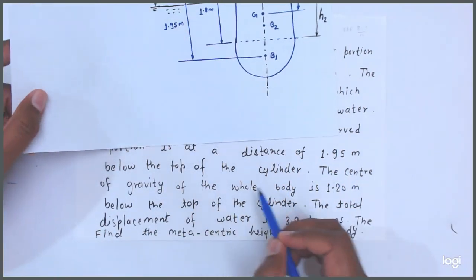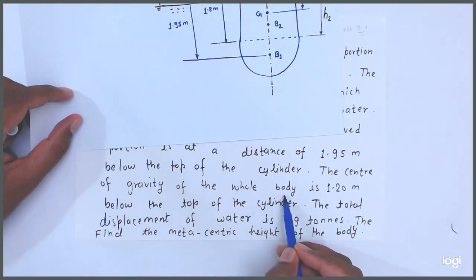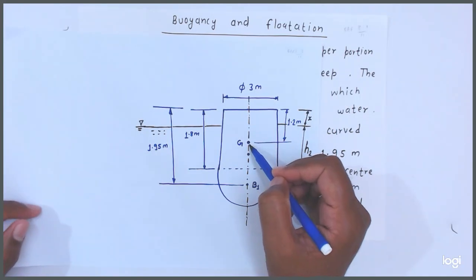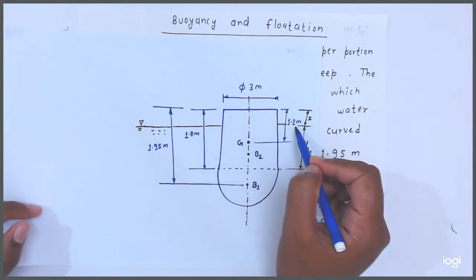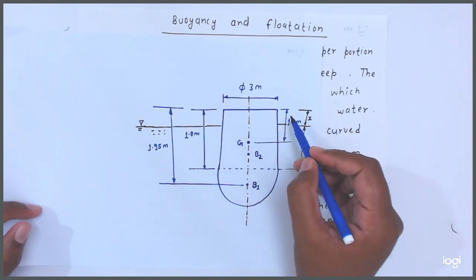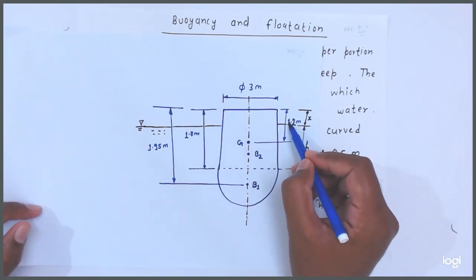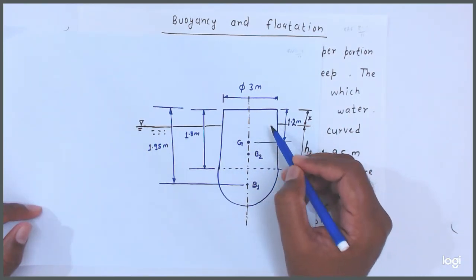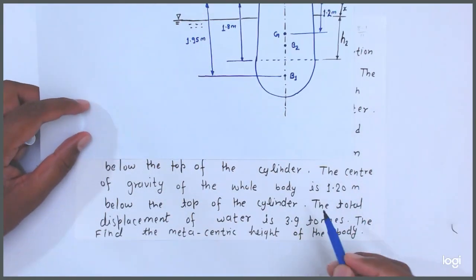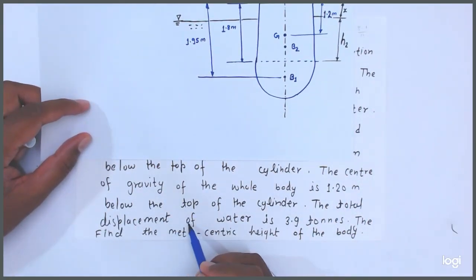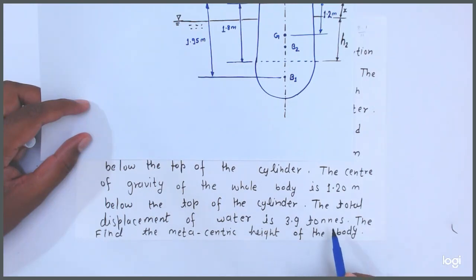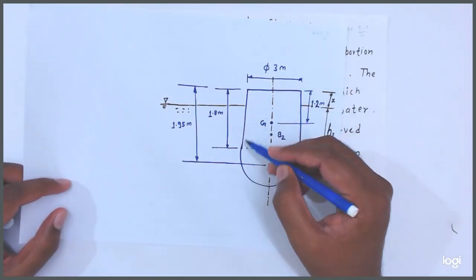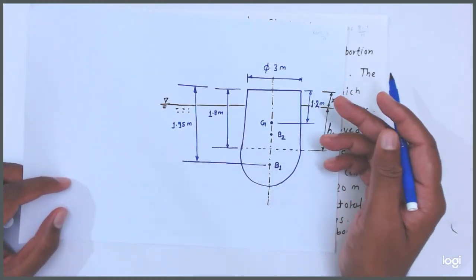Okay, the center of gravity of the whole body is 1.2 meter below the top of the cylinder. This is the center of gravity of the whole body and it is 1.2 meter from the top of the cylinder. So the center of gravity of the whole body is 1.2 meter below the top of the cylinder. Now the total displacement of the water is 3.9 tons. Total weight of the whole structure is equal to 3.9 tons.